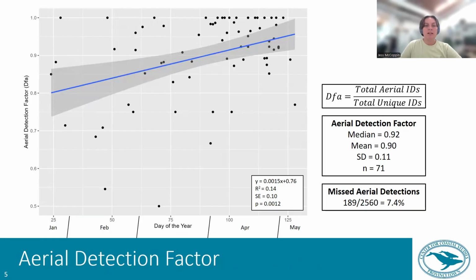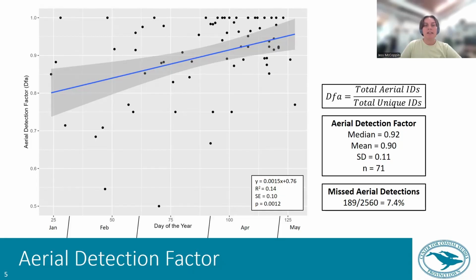The figure shown here plots the aerial detection factor for each survey pair against the day of the year to visualize patterns of within-season variability. The aerial detection factor was high, with a median of 0.92, and over the 16-year period included in this analysis, the aircraft missed only 189 of the 2,560 unique sightings of individuals, 7.4%.